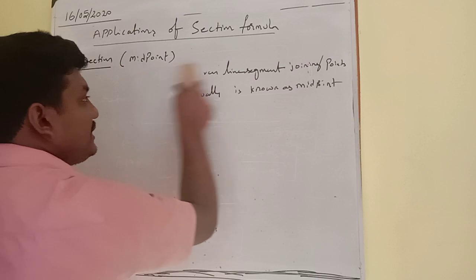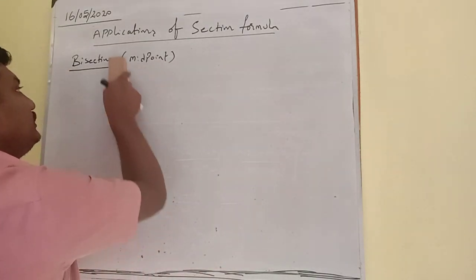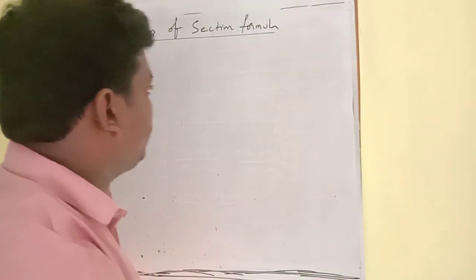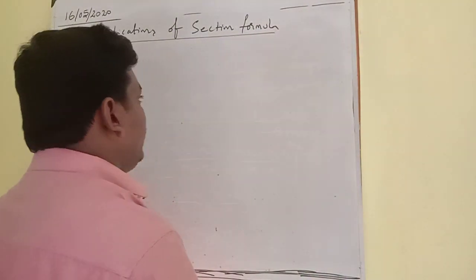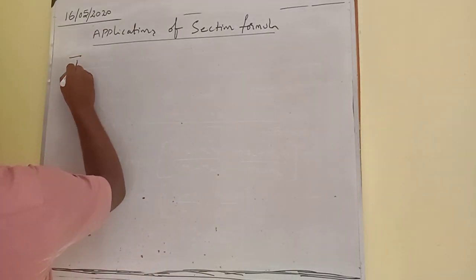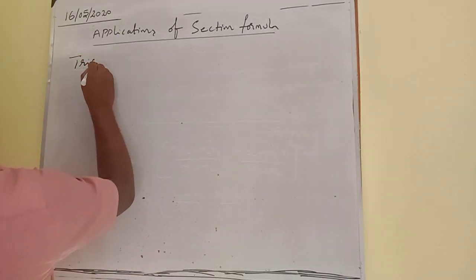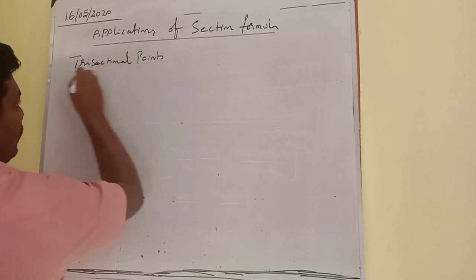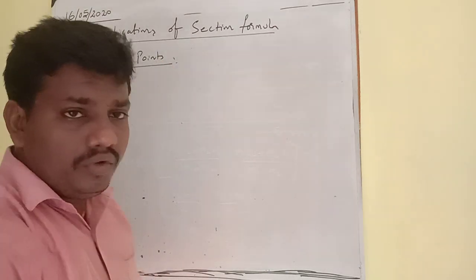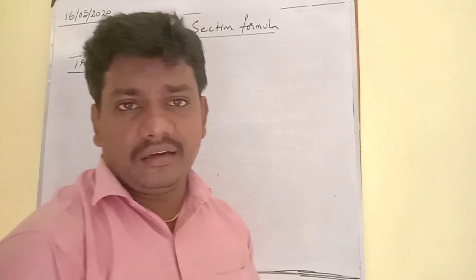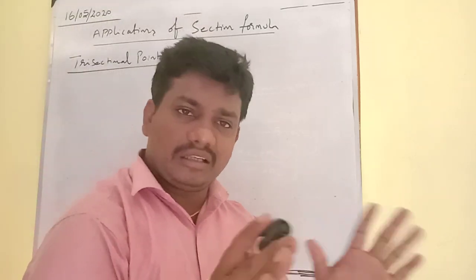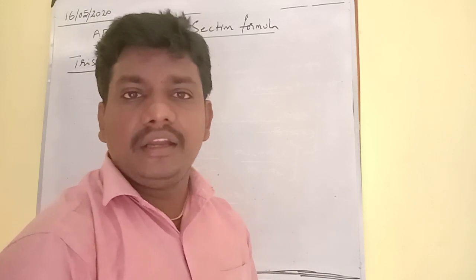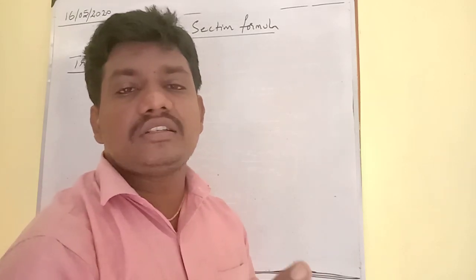Now coming to trisection. If it is bisection, only one point on the line segment joining points A and B is required. If it is trisection, we need trisection points. If you want to divide the given line segment into three parts, we need to consider two points on the line segment.